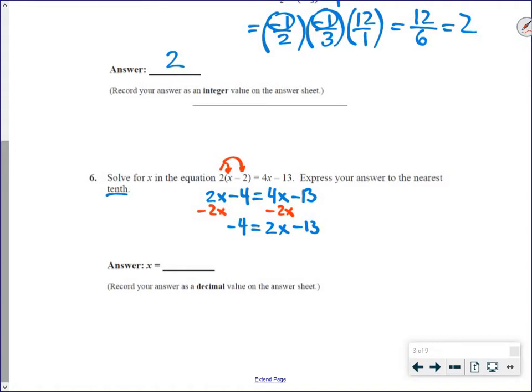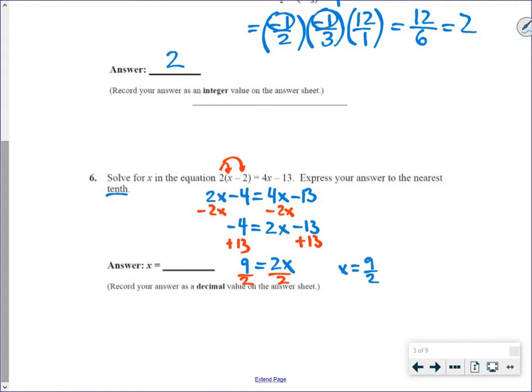Okay, let's get rid of the negative 13 on the right side. So the opposite of subtracting 13 is add 13. I do that to both sides. So negative 4 plus 13 is 9, and then that's 2x. Okay, and then last I need to get rid of this 2, so divide both sides by 2. So x is going to be 9 over 2.